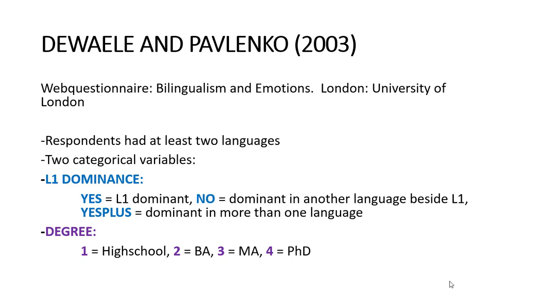Now the degrees, these are educational degrees. So 1 corresponds to high school, 2 corresponds to BA, 3 corresponds to MA, and 4 corresponds to PhD. Okay, so this is pretty much the way that the data are going to be presented.